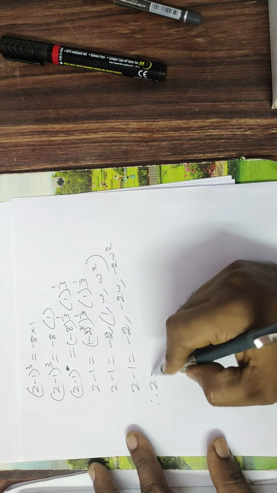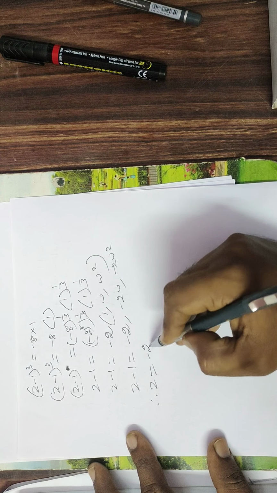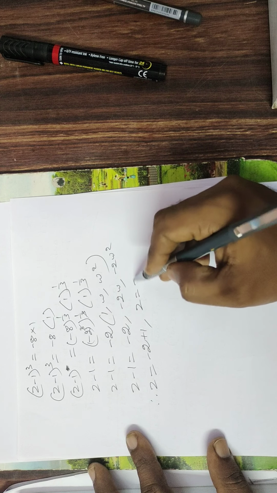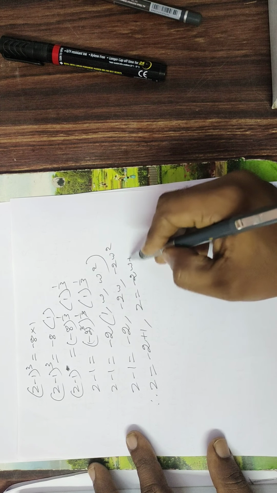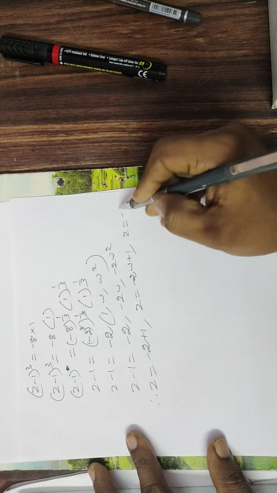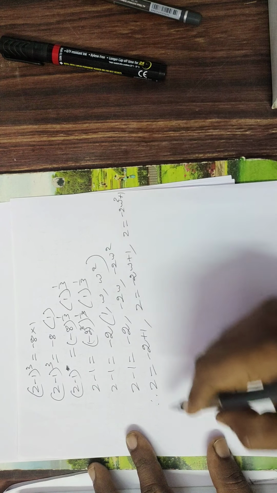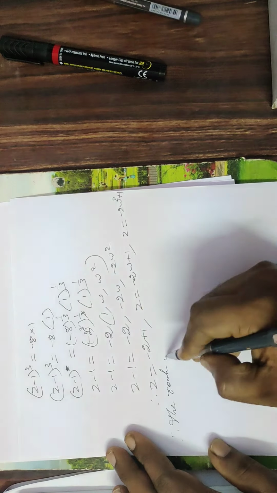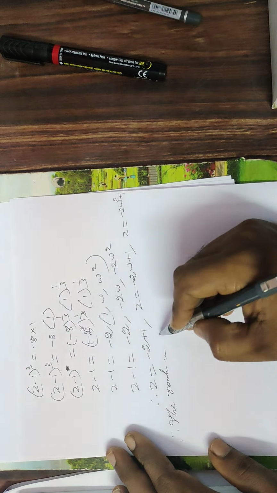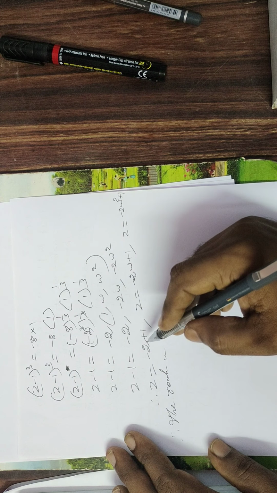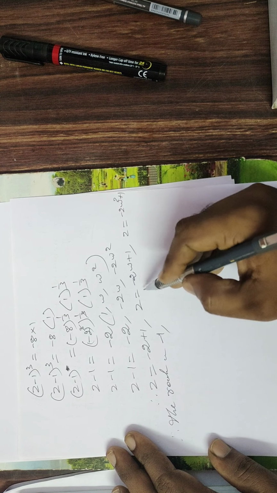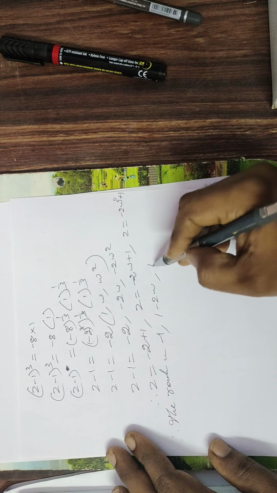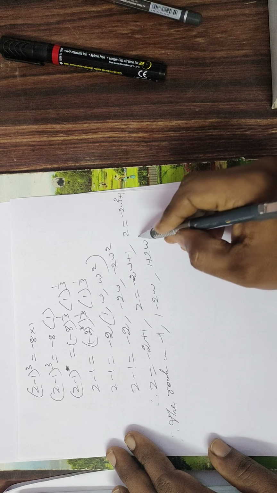Therefore, z equal to minus 2 plus 1, z equal to minus 2 omega plus 1, z equal to minus 2 omega square plus 1. Therefore, the roots are, what are the values? Minus 2 plus 1 can be written as minus 1. Minus 2 omega plus 1 can be written as 1 minus 2 omega. And 1 minus 2 omega square. That is the answer.